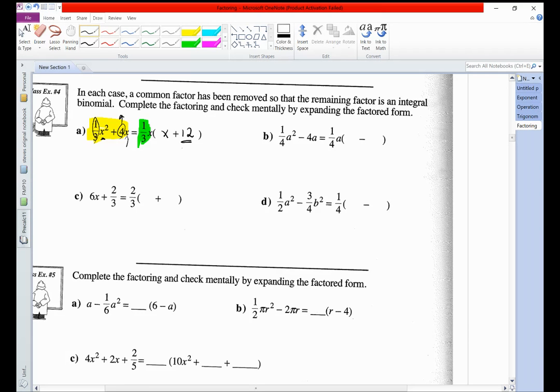The other way you can think of it is you can rewrite your binomial as fractions over 3. So 4, if we want to write 4 as a fraction over 3, it's going to be 12 over 3x. So now, when you remove a 1/3 x, you're left with x plus, well, you took out the 3 and this x, so you're just left with 12.